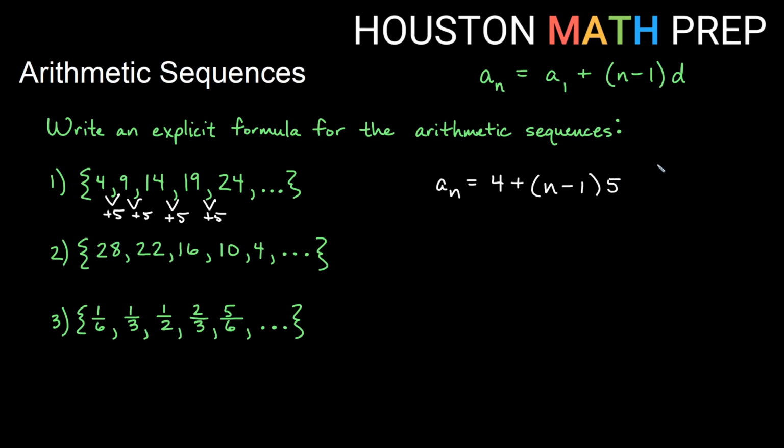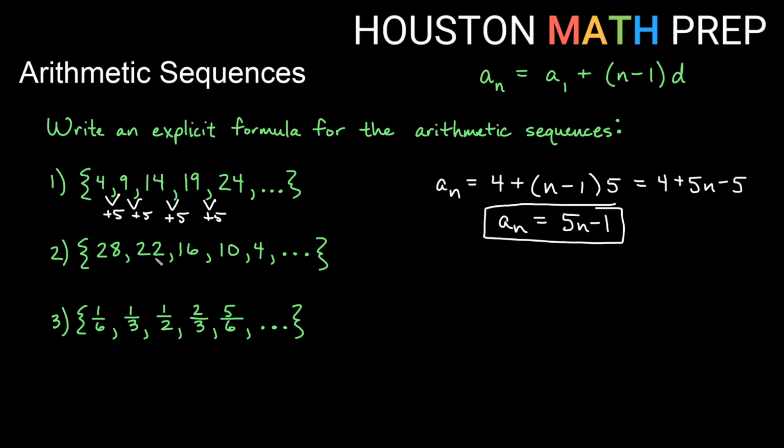Now we might want to do a bit of simplifying with this. If we go ahead and distribute the 5, then we get 4 plus 5n minus 5. And then we could rewrite that, combining like terms, and say that a sub n is 5n minus 1 if we prefer.